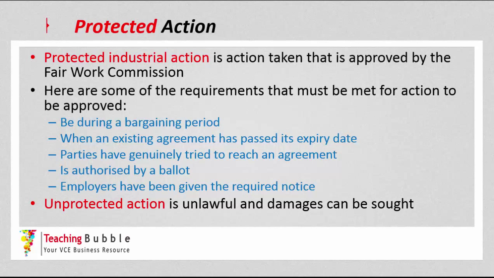And employers have to be given the required notice, as stipulated by Fair Work, so employers have been given enough notice of the action that's going to be taken. Now, if those things haven't been met, or if Fair Work hasn't approved it, then it's unprotected action. That is unlawful action, and damages can be sought if required.